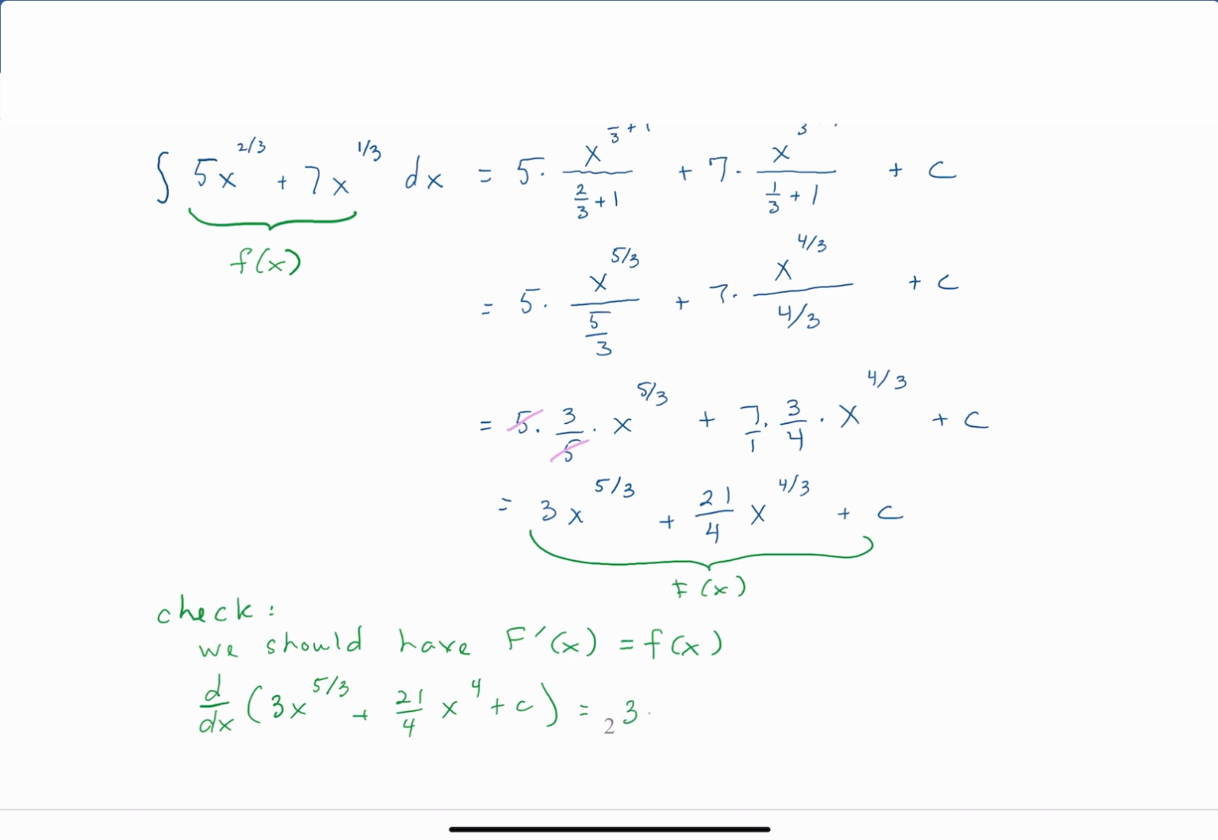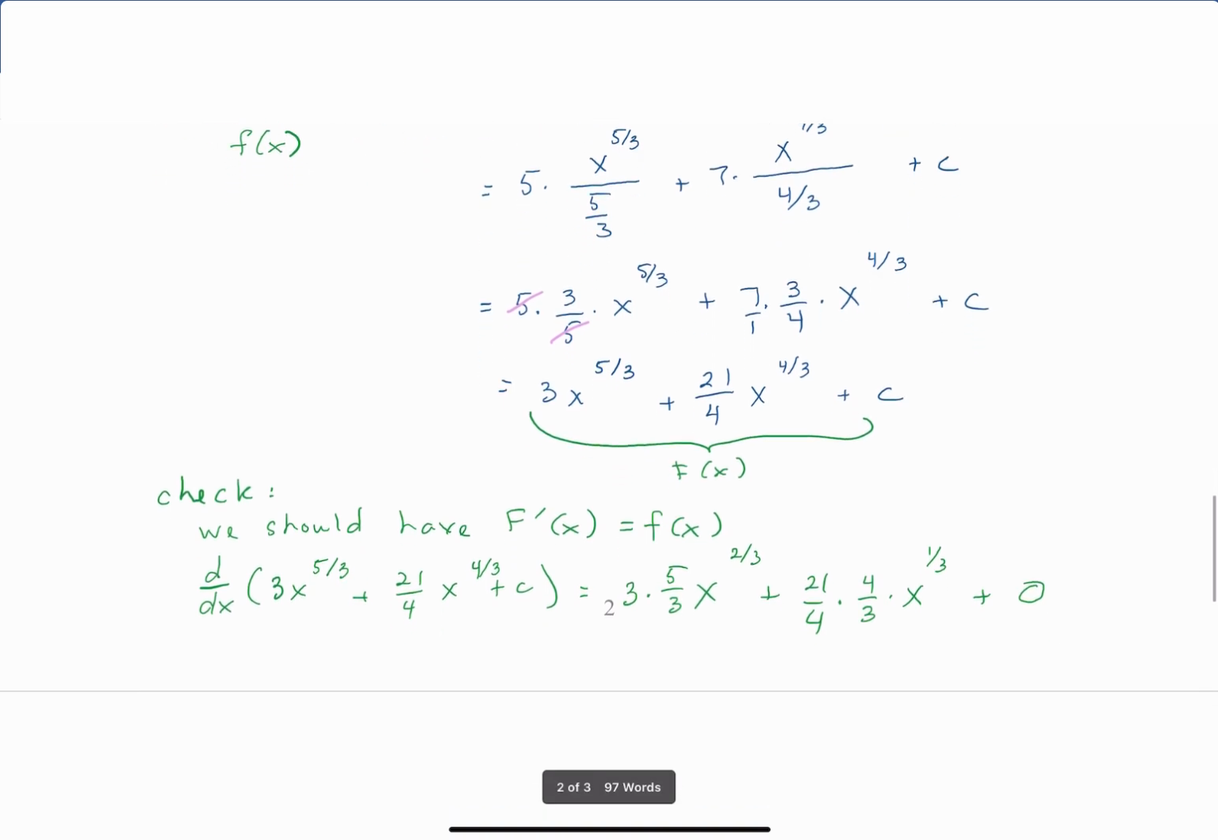I keep the 3. I bring the 5/3 down front. I subtract 1 from the power. 5/3 minus 1 is 2/3. Then I have plus. I keep the 21/4. I bring the, that was supposed to be a 4/3 power. Okay, I bring the 4/3 down front. I subtract 1 from the power, and 4/3 minus 1 is 1/3. The derivative of any constant is 0.